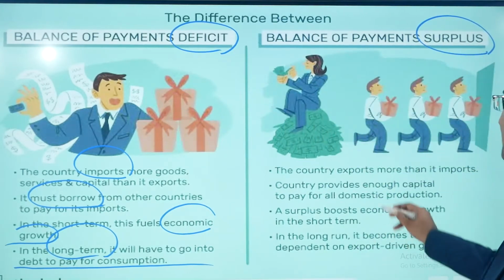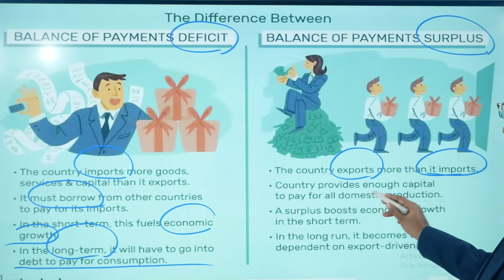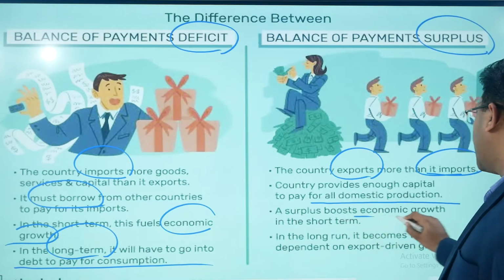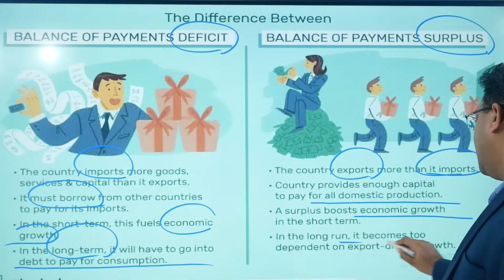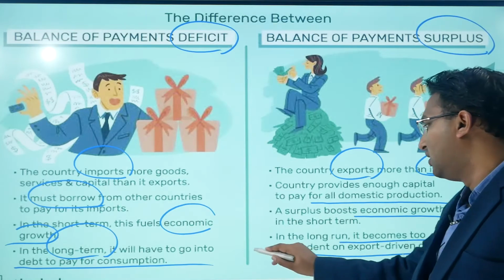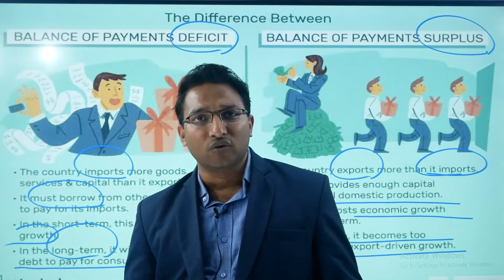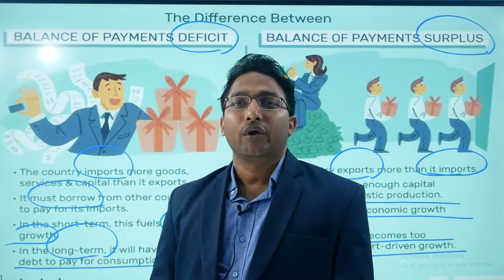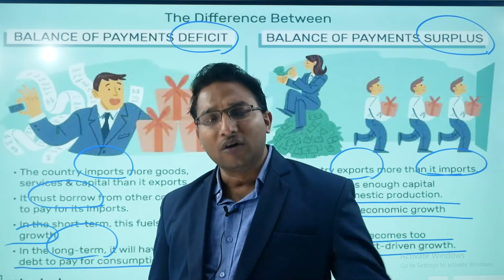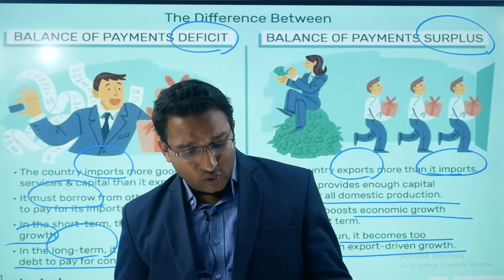BOP surplus means the country's exports are more than its imports. The country provides enough capital to pay for all domestic production. A surplus boosts economic growth in the short term. In the long term it becomes too dependent on export-driven growth. This happened in the case of China. China was largely dependent upon exports for its growth, and because of the over-dependence upon exports, when there was a financial crisis in the world, China was the first country to get impacted.